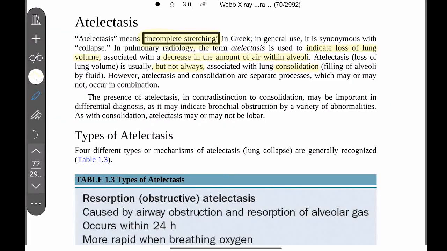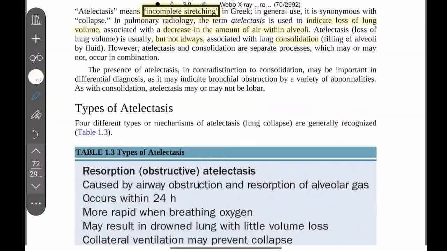Of course, if the alveoli is fully collapsed, then there cannot be consolidation. Consolidation can happen only if the alveoli is partially collapsed. However, atelectasis and consolidation are separate processes, which may or may not occur in combination. The presence of atelectasis in contradistinction to consolidation may be important in differential diagnosis, as it may indicate bronchial obstruction by a variety of abnormalities. As with consolidation, atelectasis may or may not be lobar.